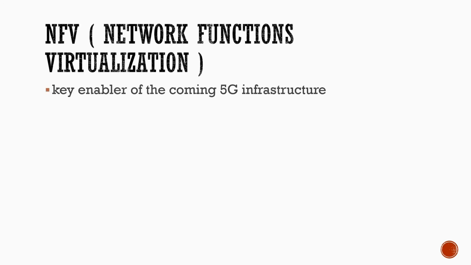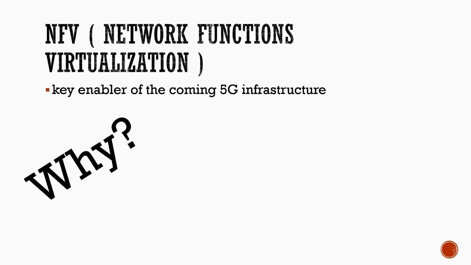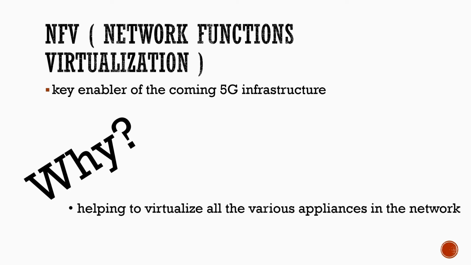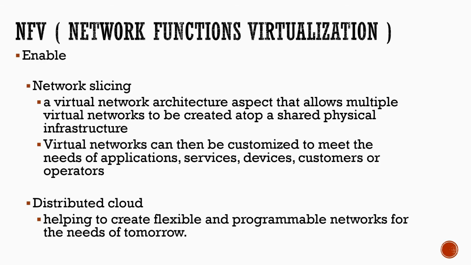NFV is a key enabler of the coming 5G infrastructure. Why? It is helping to virtualize all the various appliances in the network. There are two things we can enable in NFV, which are network slicing and distributed cloud. Network slicing is a virtual network architecture aspect that allows multiple virtual networks to be created atop a shared physical infrastructure. Virtual networks can then be customized to meet the needs of applications, services, devices, customers, or operators. Distributed cloud is helping to create flexible and programmable networks for the needs of tomorrow.